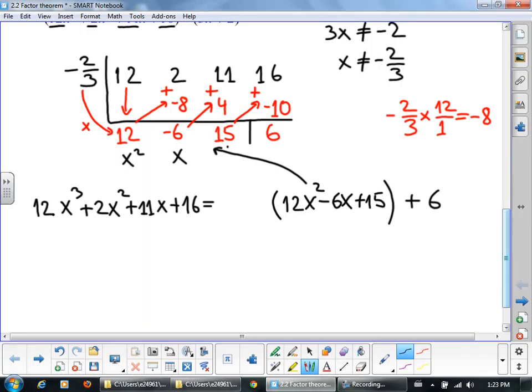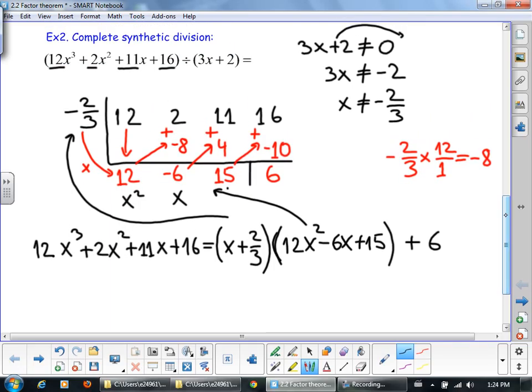Now in our division, we actually used x plus 2 over 3. Because if you look back up here, we used the negative 2 over 3, so if you put it back into that factored form, it's going to be x plus 2 over 3, which is not really what the question was about. Originally the question was to divide with 3x plus 2.